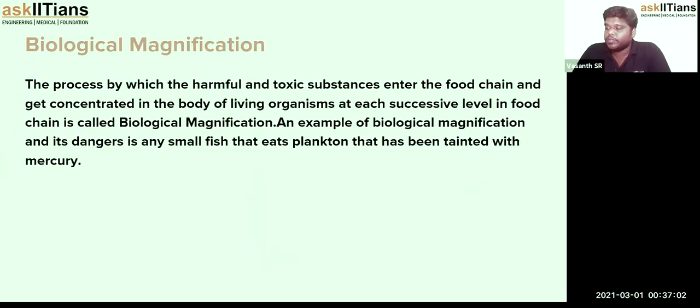So the next one is biological magnification. What is biological magnification? Let's say, for example, I keep on consuming a particular chemical substance in my body.